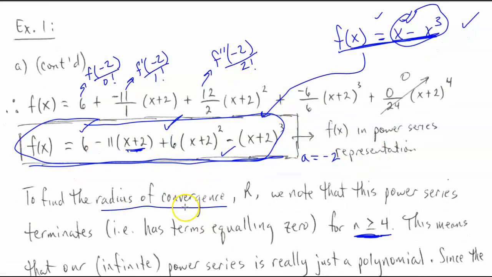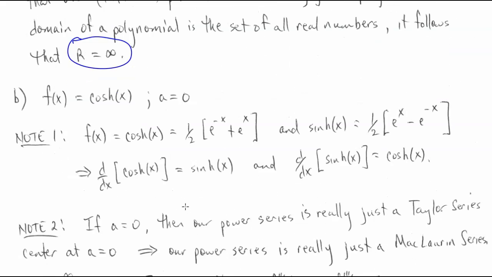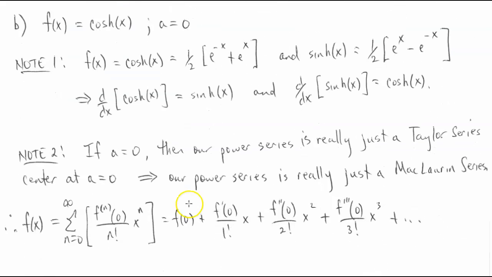Okay, all right, so let's move on to example B, something that's a little bit more interesting. So let's take cosine hyperbolic, or cosh, of x, and we want to center it about a equals 0. If you remember, any Taylor series centered about 0 is essentially a Maclaurin series. So that's what we're actually doing here.